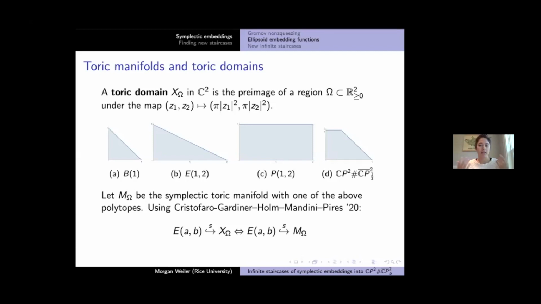And that might be confusing because A especially actually has a different name as a symplectic toric manifold, a closed manifold, than as a toric domain, right? It's the Delzant polytope of CP2. But using a result of Cristofaro-Gardner, Holm, Mendini, Pires, in these cases and a few more, if you have an ellipsoid that embeds symplectically into X_omega, the toric domain, with a given moment map image, it's equivalent to having a symplectic embedding of the ellipsoid into the symplectic toric manifold. This isn't necessarily true for all symplectic embeddings, but it'll be true for these omegas and for ellipsoid embeddings. So that sort of justifies my confusing notation of calling the picture in D the toric domain corresponding to CP2 blown up at a point.